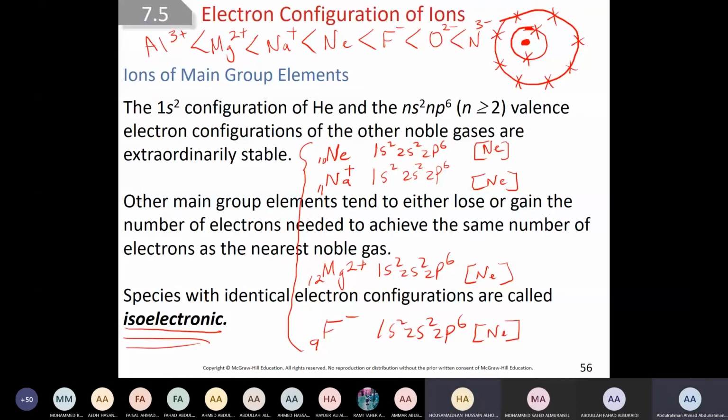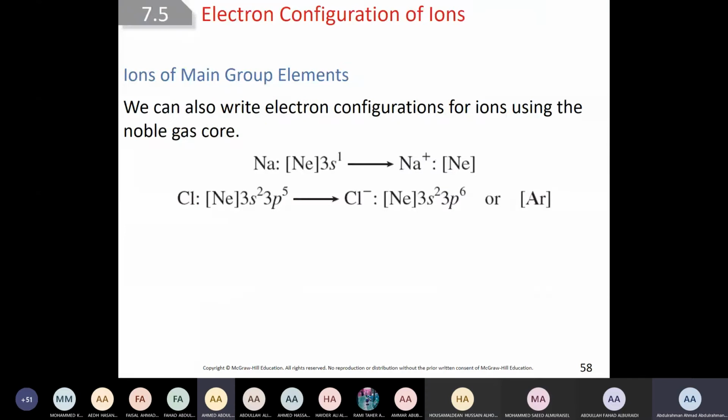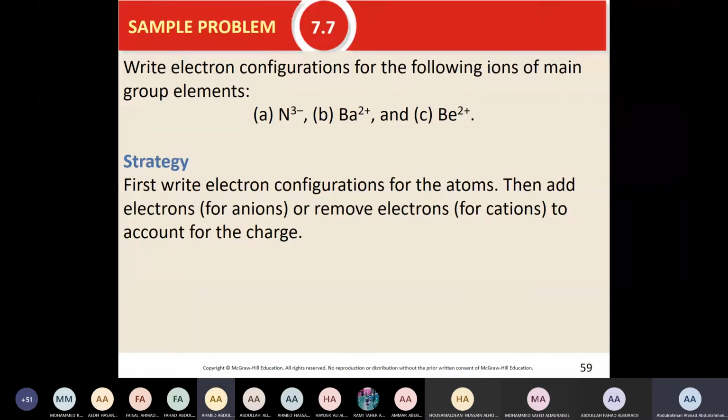They have the same electronic structure. And you can tell what's the size of these elements easily by looking at their structures. Clear? Yes, clear. Very good. Doctor, I didn't understand how you can say which one of these is smaller.